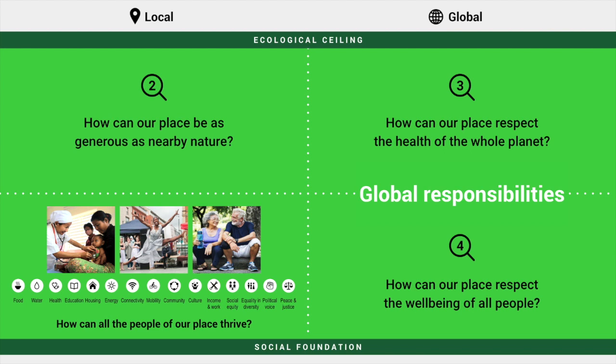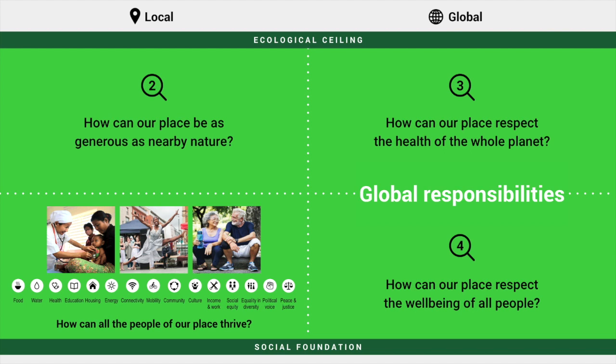How do we ensure that we're thinking of people in our full diversity of this place? All of the different cultures and the histories of who lives here and what it means to ensure that everybody lives well. Let's add to that local social focus a question of the local ecology. So how can our place be as generous as nearby nature?